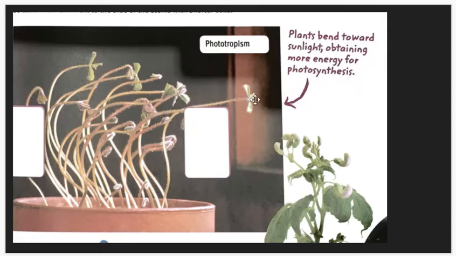The reason they're doing that is the plants are bending towards the sunlight because they want to obtain more energy for photosynthesis. So here's what happened. The people who grew these plants, they first probably grew the plant so that the sunlight was coming from the left. And then suddenly they changed the orientation of this clay pot so that the sunlight is coming from the right. So the plant had to suddenly change direction so it could move towards the sunlight.